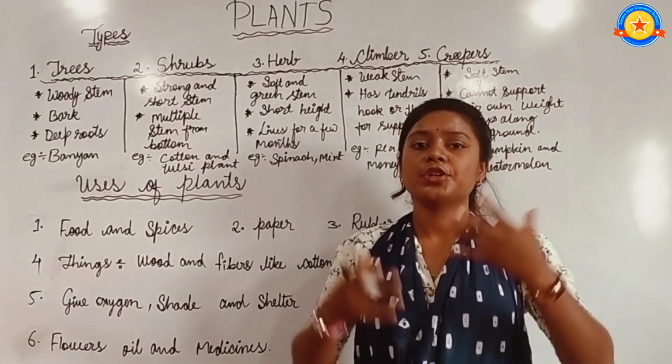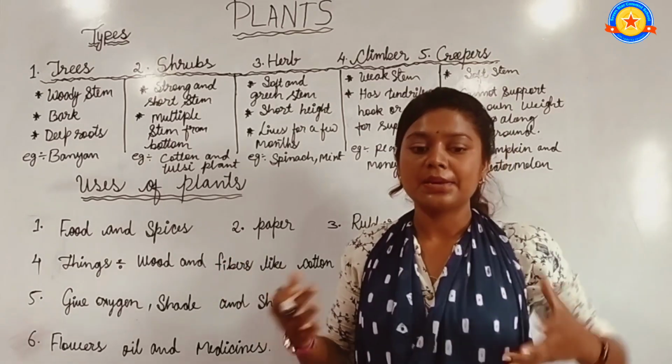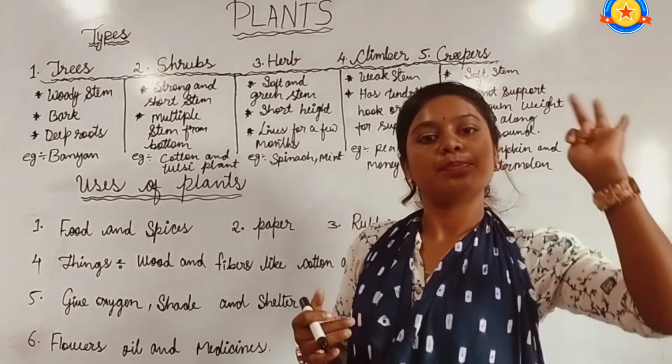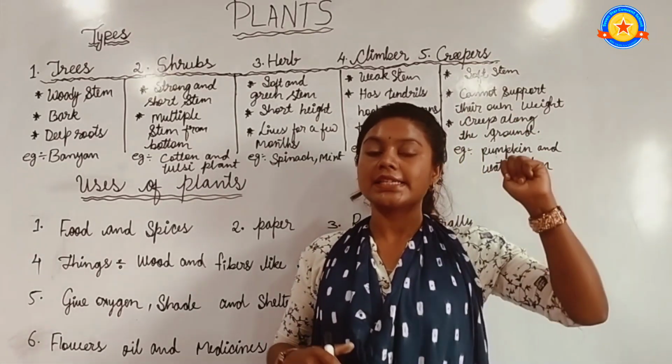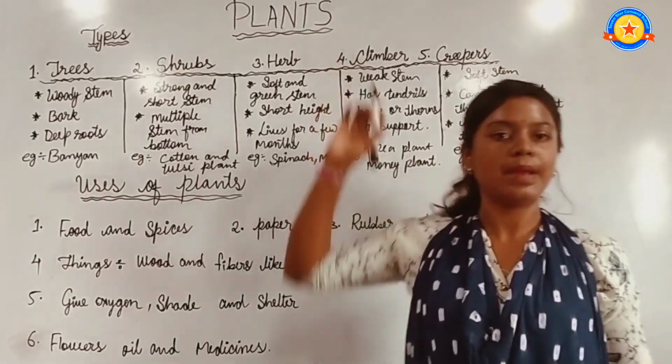Next, if we talk about the parts of a plant, what are the parts of a plant? In parts we get its root, its stem, its branches, its leaves and flowers. Next we get seeds and fruits. So these are all parts of the plant.